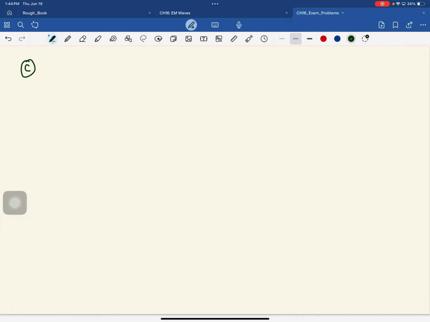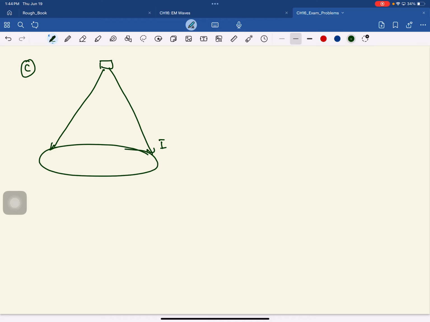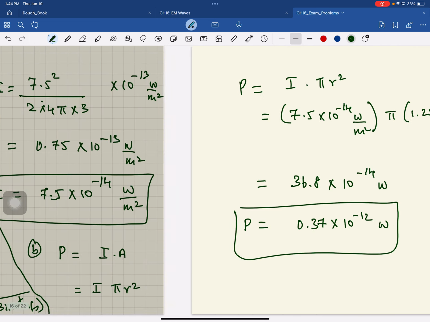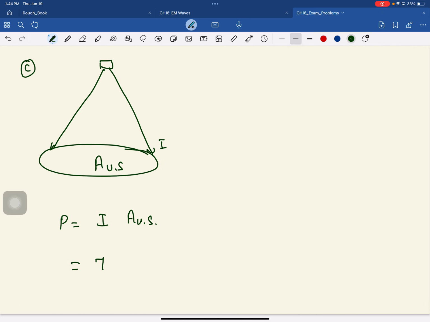So for part C, now we're going to, the satellite is, okay, that's the intensity. And now the area is the area of the US. Okay. So that gives it the power of the satellite. So the power of the satellite is I over area of the US. And the intensity was 7.5 into 10 minus 14 watts per meter square.